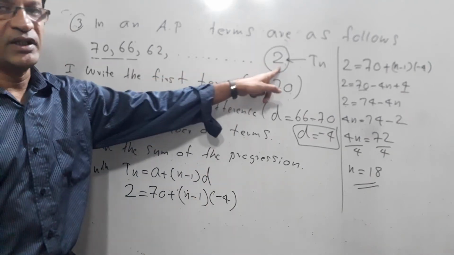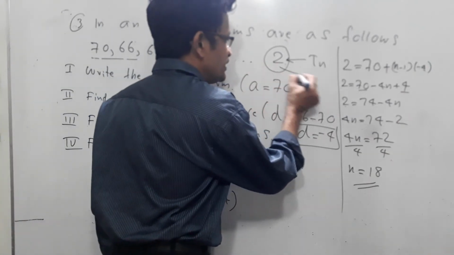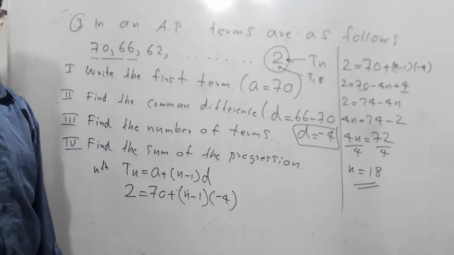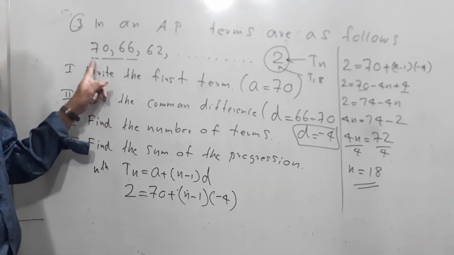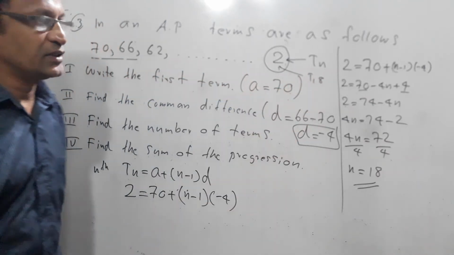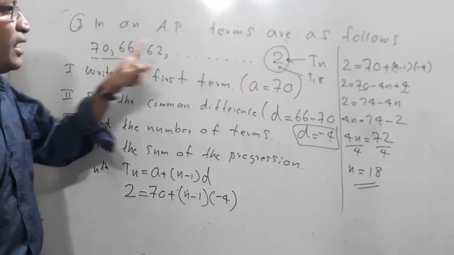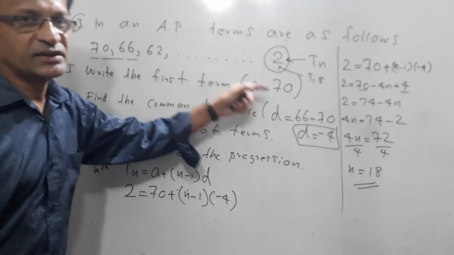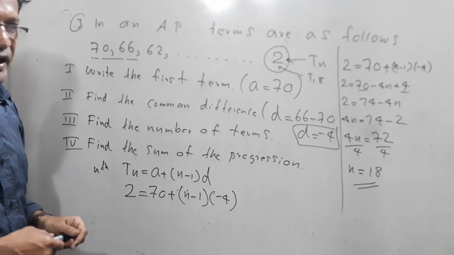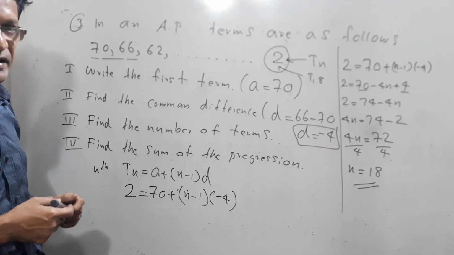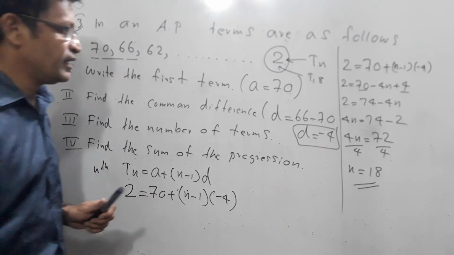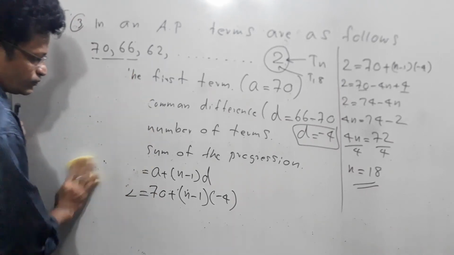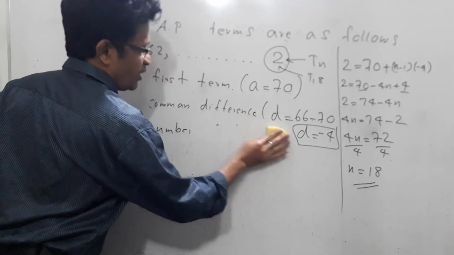So this is which term then? This is 18th term. This is T18. So n equal 18. Now you know there are 18 terms in this progression. First term is what? 70. Last term is what? 2. Now we can find the sum of this progression. Clear? For that you have to use the formula Sn equal n over 2 into a plus l. So I erase this part. Clear? I erase this part.